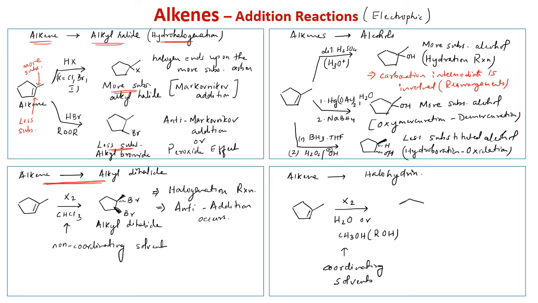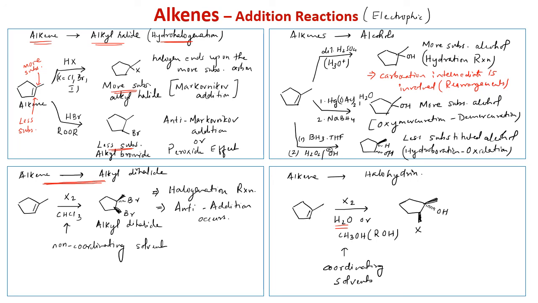So what happens here is when you do this, and let's say if we use water as an example, when the reaction happens, you get a halogen on one of the carbons, and it is the less substituted carbon that gets the halogen. On the more substituted carbon, you will get a hydroxyl group. Okay.